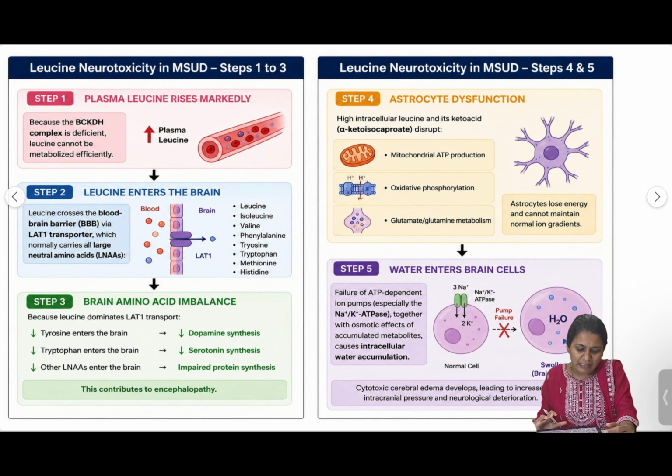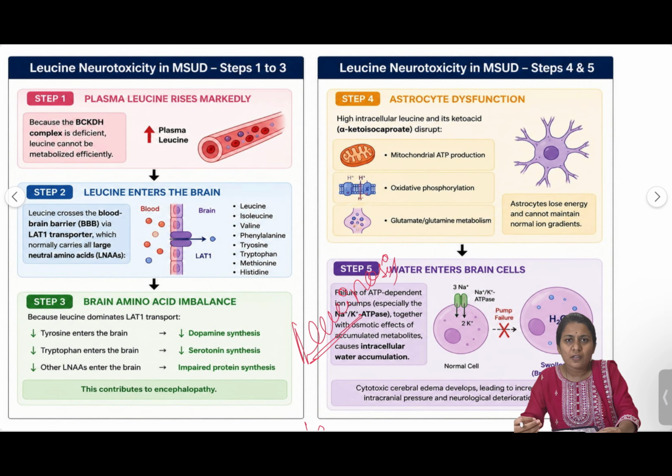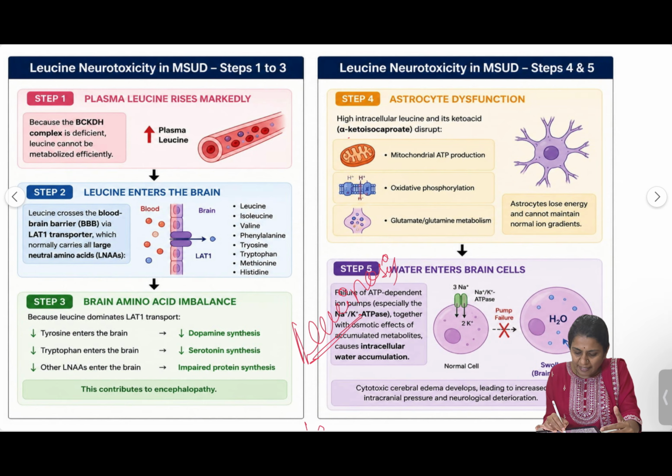So how does this work? There is something called leucinosis, the word Nelson has used. So what is this leucinosis? I have told you there is accumulation of leucine, isoleucine, and valine. Among all these, the most toxic is leucine. Leucine is converted into alpha keto isocaproic acid, its keto acid, and this is very toxic compared to the other metabolites.